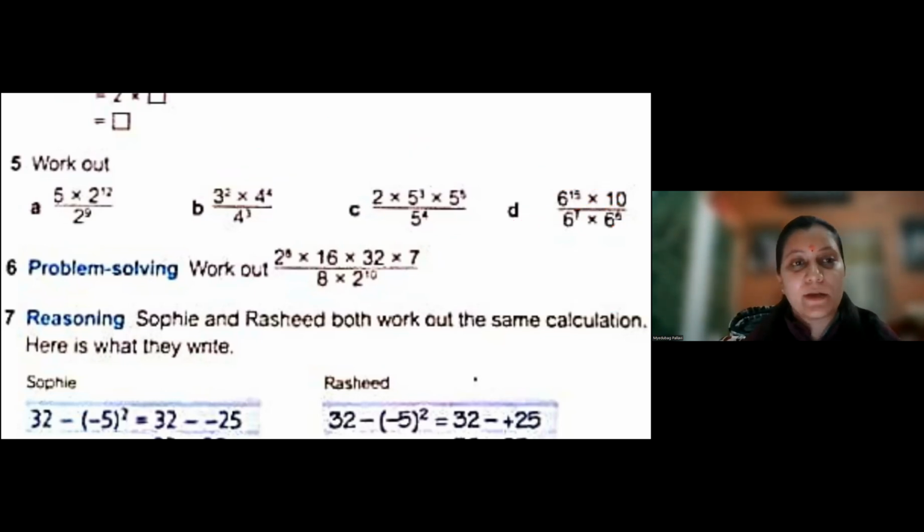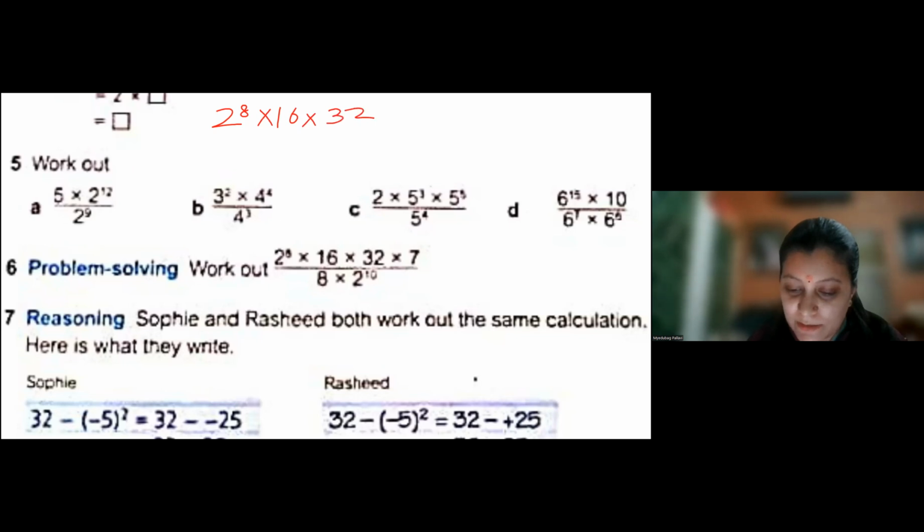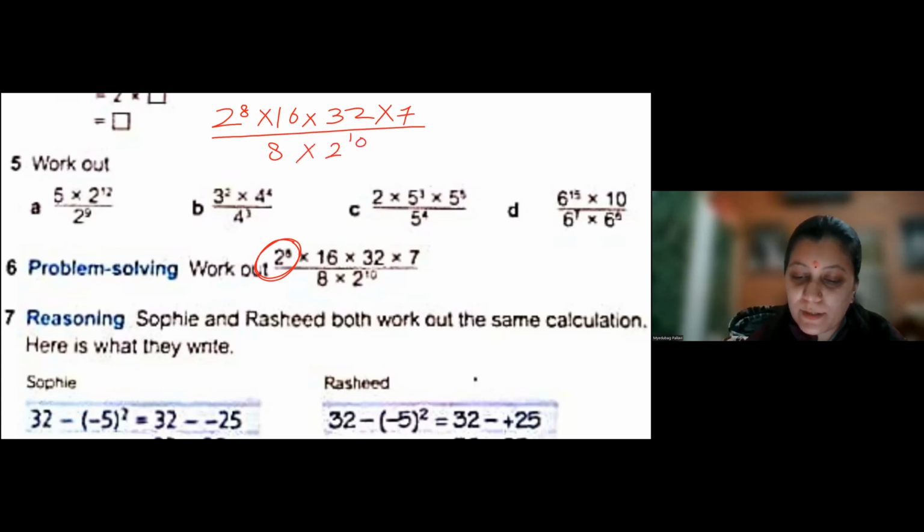Let's try the sixth one now. Let's work it out. Let me write it again. Is it 2 to the power 8 in the numerator? It's 2 to the power of 8 into 16 into 32 into 7 over 8 to the power 8 into 2 to the power of 10. That's correct. Now see how we are going to do this one. There are again multiple ways of doing this particular question.